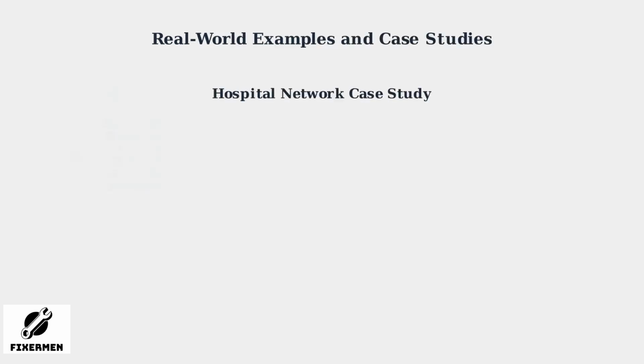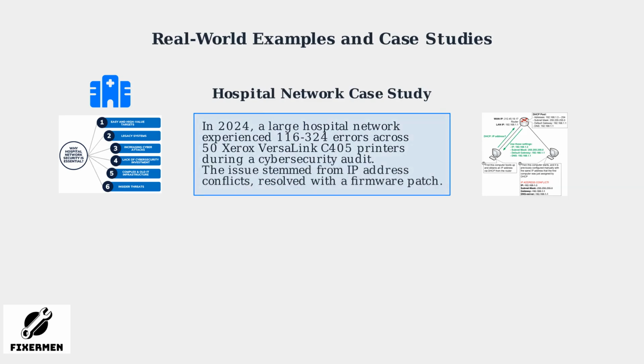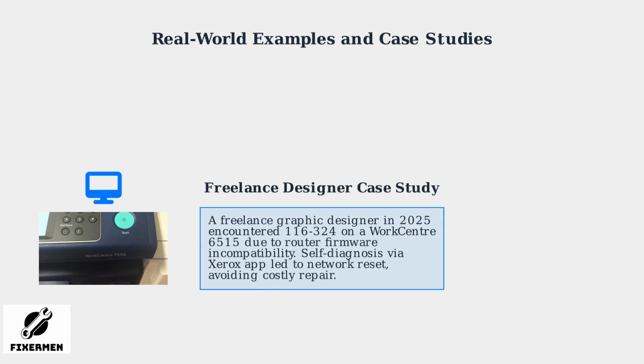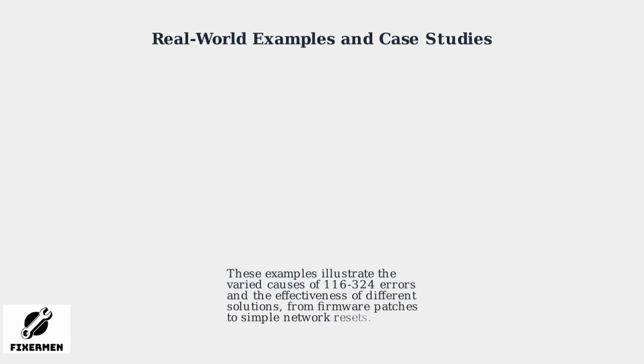Real-world examples demonstrate how 160-324 errors manifest in different environments. In 2024, a hospital network faced this issue during a cybersecurity audit with 50 VersaLink C405 printers. IP address conflicts were the culprit, but a firmware patch reduced downtime from hours to minutes. Another scenario involved a freelance graphic designer in 2025 using a WorkCenter 6515. Router firmware incompatibility triggered the error, but a network reset via the Xerox app resolved it without repair costs. These cases highlight the diverse causes of 160-324 errors and the range of solutions available, from software fixes to user-initiated resets.